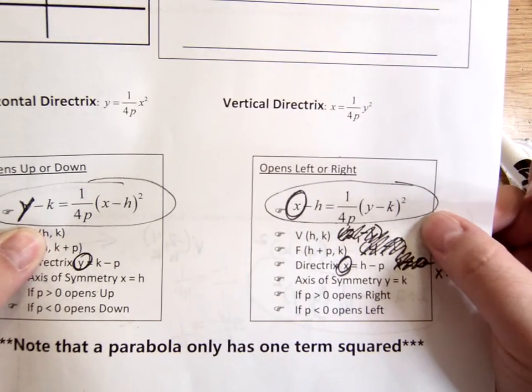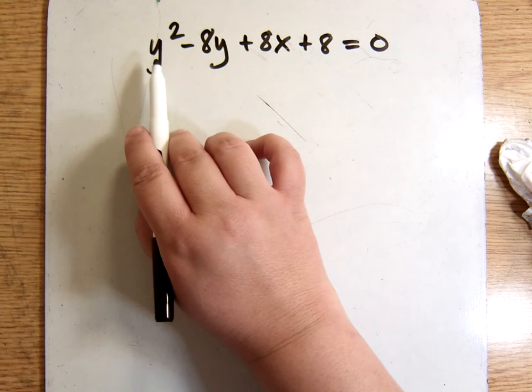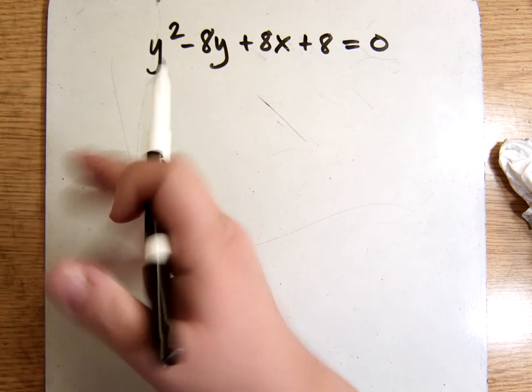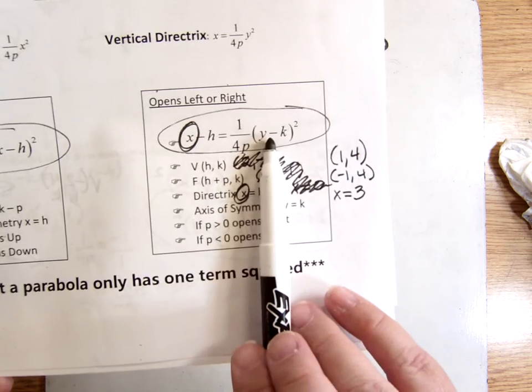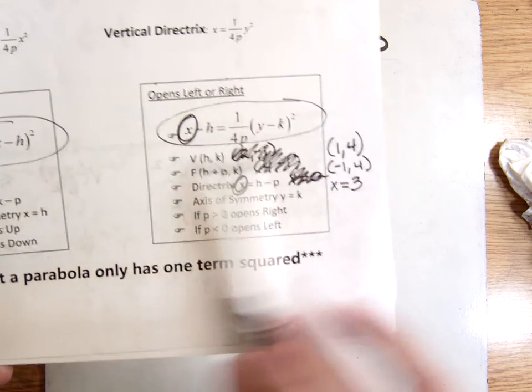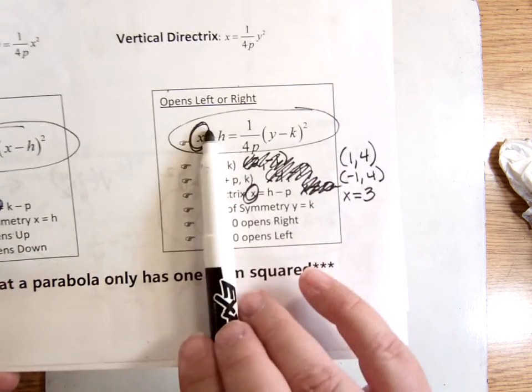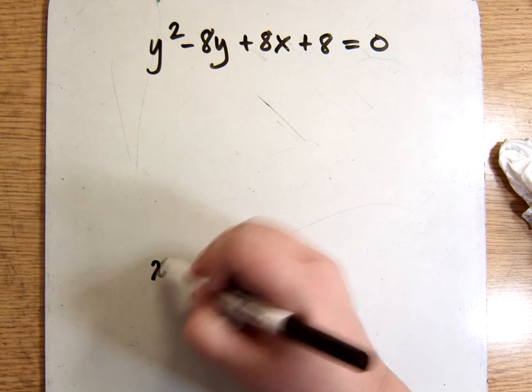And the easiest way to tell which one is by telling what's squared. Y is squared. Okay? Up and down, the y is not squared and the x is. Left and right, the x is not squared and the y is. So this is going to look like this. The y is the squared variable, so it's going to end up looking like this. So this is what I'm trying to head toward.